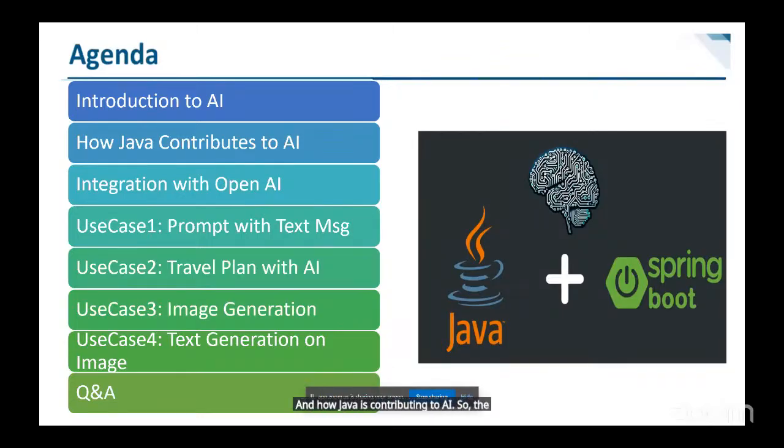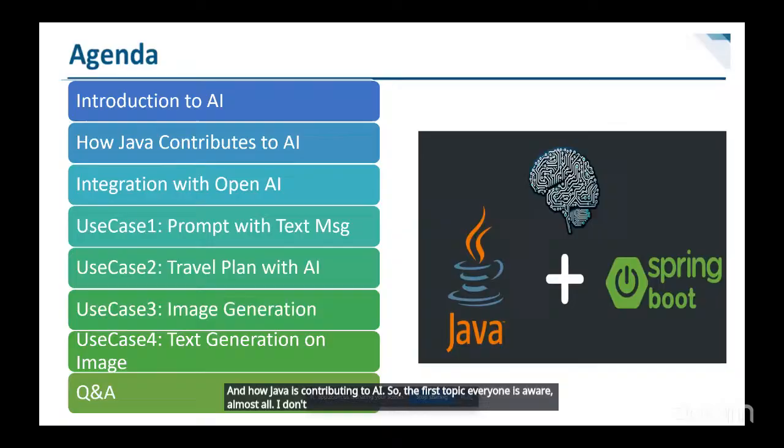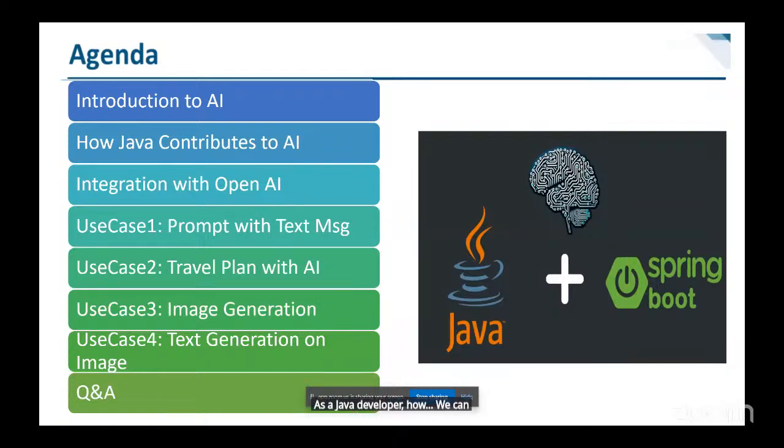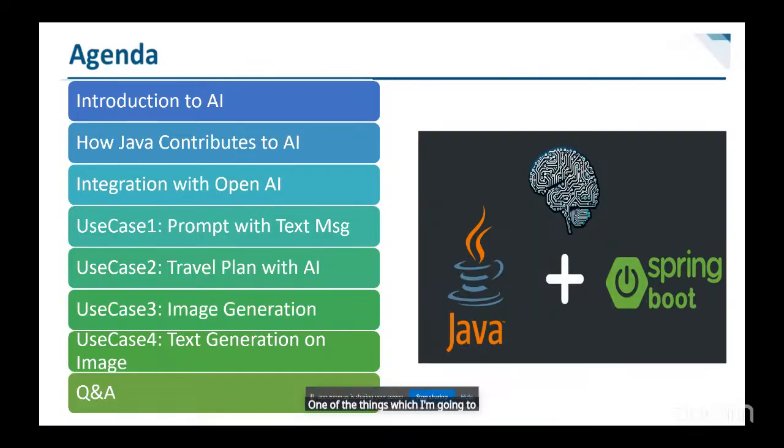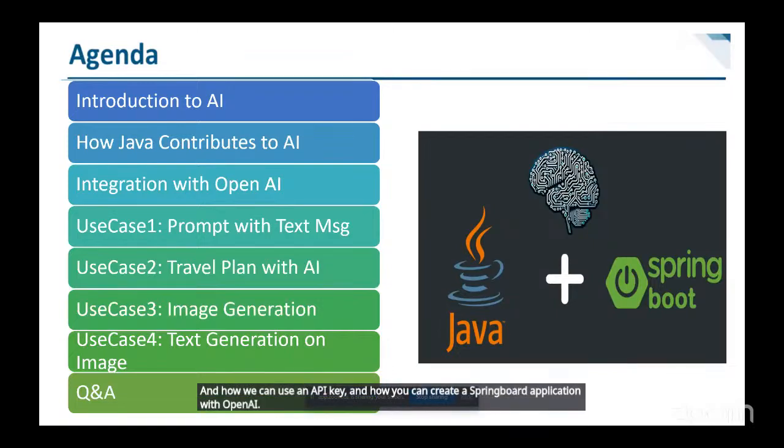The first topic everyone is aware of, almost all, so I don't want to spend a lot of time here, but as a Java developer, how can we use AI or generative AI? There are a lot of LLMs, a lot of models available. One thing I'm going to showcase is integrating with OpenAI, a popular, highly demanded model: how we can create an API key, how we can use it, and how you can create a Spring Boot application integrating with OpenAI. We are going to see that.